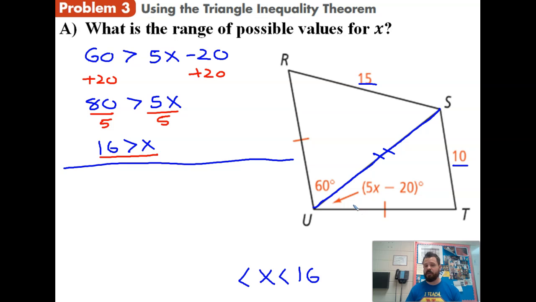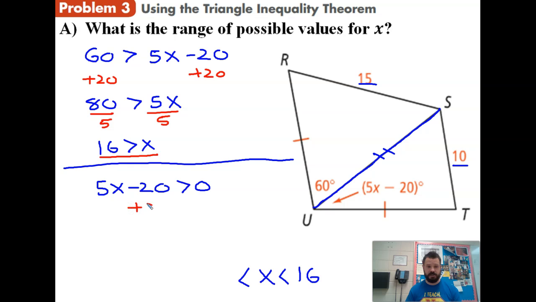So what I need to do is think about what's the smallest this angle could possibly be in this triangle. Now an angle in a triangle has to be positive. I can't have 0, I can't have negative numbers. So for my minimum, I can say that 5x minus 20 has to be greater than 0. And then I can solve that inequality to get my min.